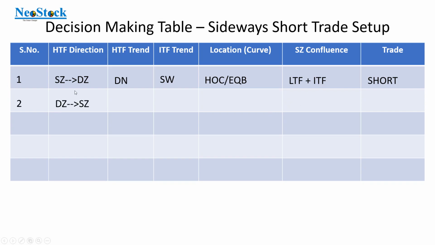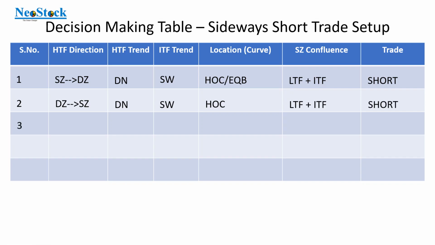Okay, second scenario, see HTF price direction is changed. Now it is demand zone to supply zone. Against the HTF price direction, you are planning the trade, provided the HTF trend supports the downtrend, because in downtrend, short trade setups are more supportive. But ITF trend should always be sideways. Now location should be only high on the curve. Planning the trade in equilibrium is risky because HTF price direction is against us. That's why we are planning our trades only on the high on the curve. And as per the rule, always the ITF zone should have confluence with the LTF zone. Only in that scenario are we planning the trade.